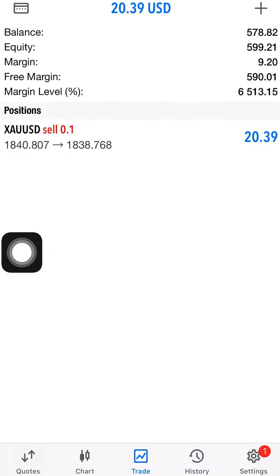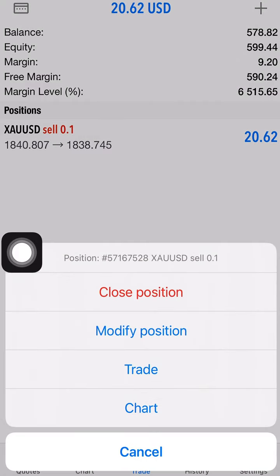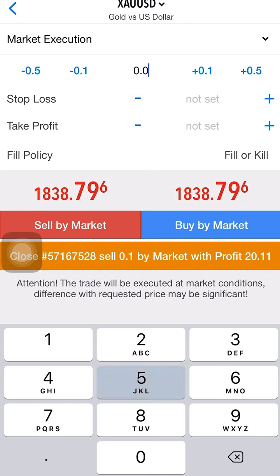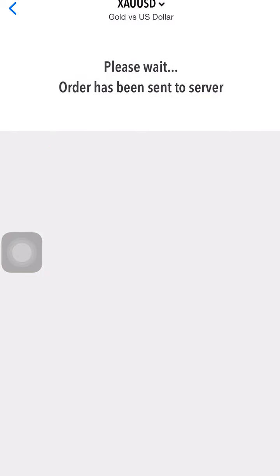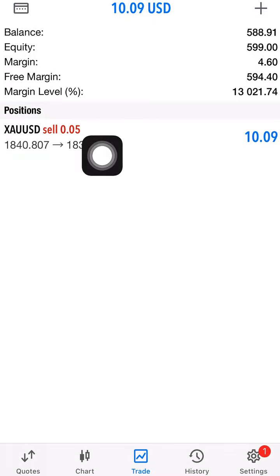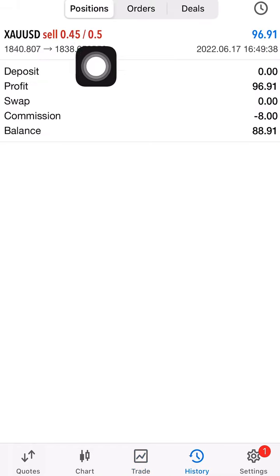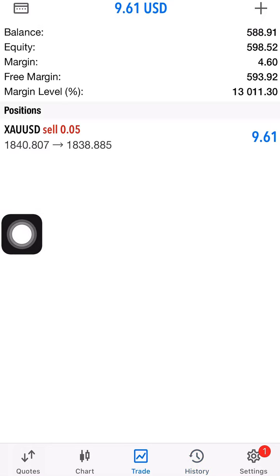Even this trade, if I want to close, let's say, 0.05, I'll type 0.05 here, press on close position, leaving 0.05 of the trade running. You can see the total running trade over here. I opened with 0.5 and I've closed 0.45. So this is about closing partial profit. When you say closing partial profit, this is what it means.